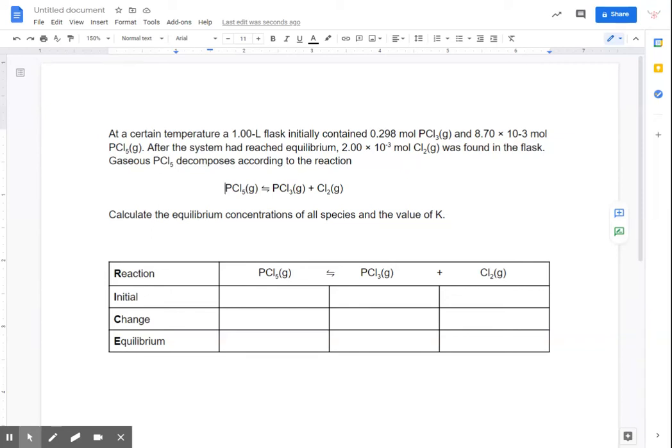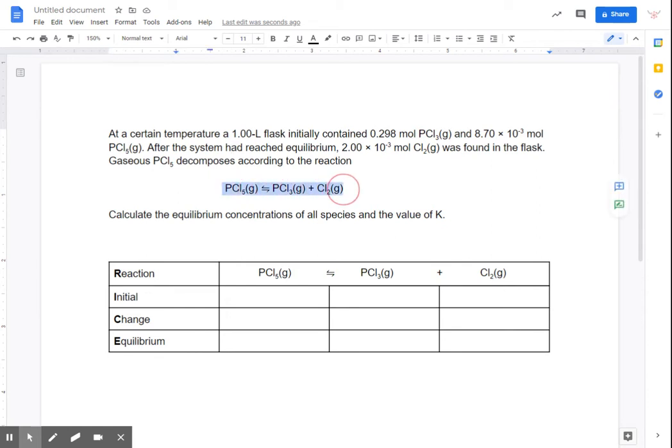All right, so today we're going to get into RICE tables or ICE tables, where that's an acronym that stands for Reaction, Initial, Change, Equilibrium. So we're given a problem: at a certain temperature, a 1 liter flask initially contained 0.298 moles of PCl3 and 8.7 times 10 to the negative third moles of PCl5 after the system had reached equilibrium. 2 times 10 to the negative third moles of Cl2 was found in the flask. Gaseous PCl5 decomposes according to the reaction.